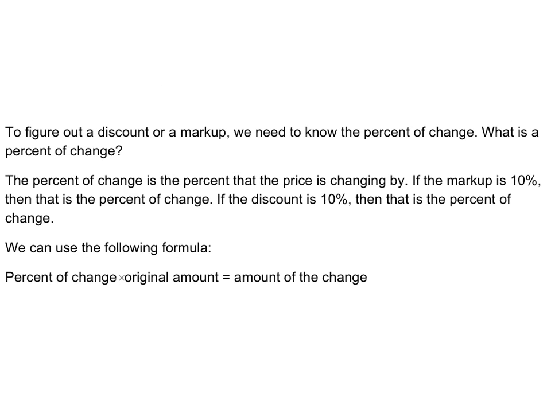To figure out a discount or a markup, we need to know the percent of change. So what is the percent of change? That's the percent that the price is changing by. If a markup is 10%, then that is the percent of change. They're adding 10% to the price. If the discount is 10%, then that is the percent of change. They're taking 10% off. So we can use the following formula. We take the percent of change written as a decimal, we multiply it by the original amount, and that is the amount of change that we're going to have.